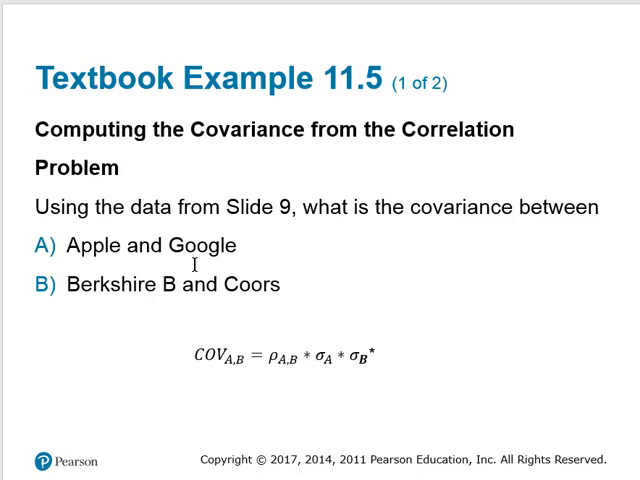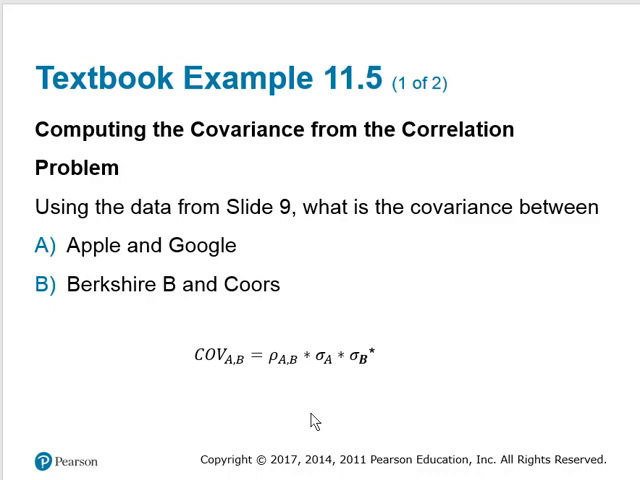So for Apple and Google, from our previous slides, it's 0.486 multiplied by 0.791 multiplied by 9.33. So the covariance is 3.59. Between Berkshire and Coors, it's negative 4.09.